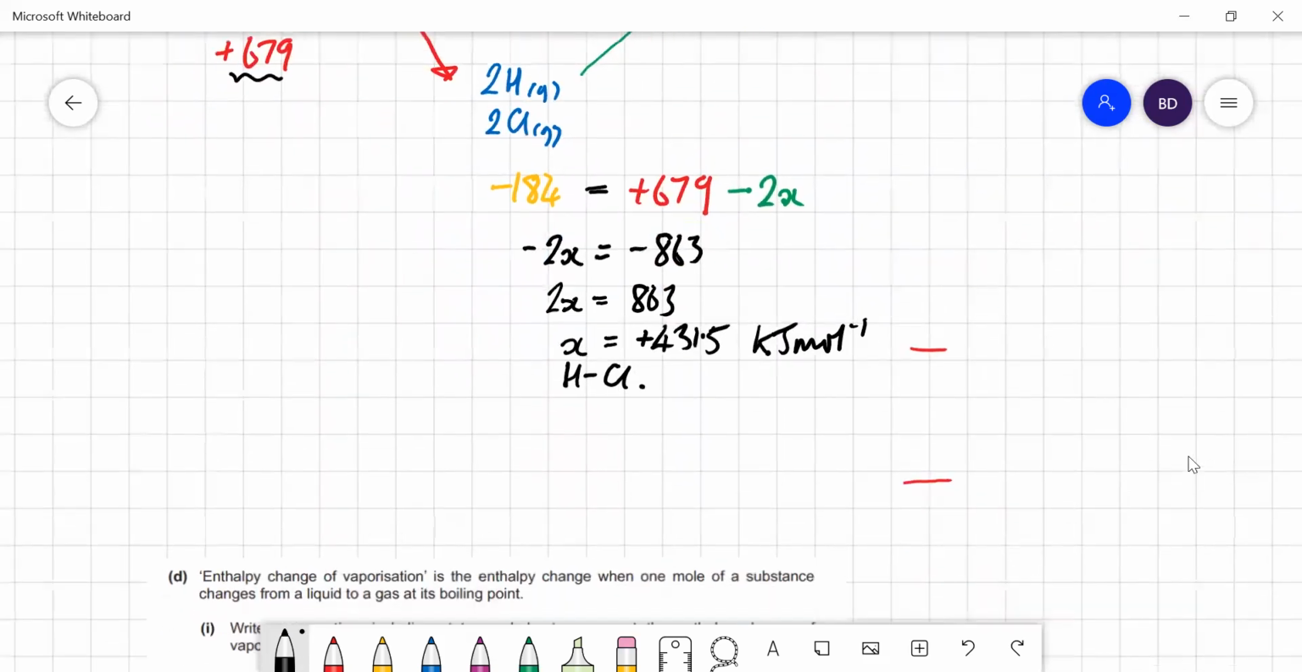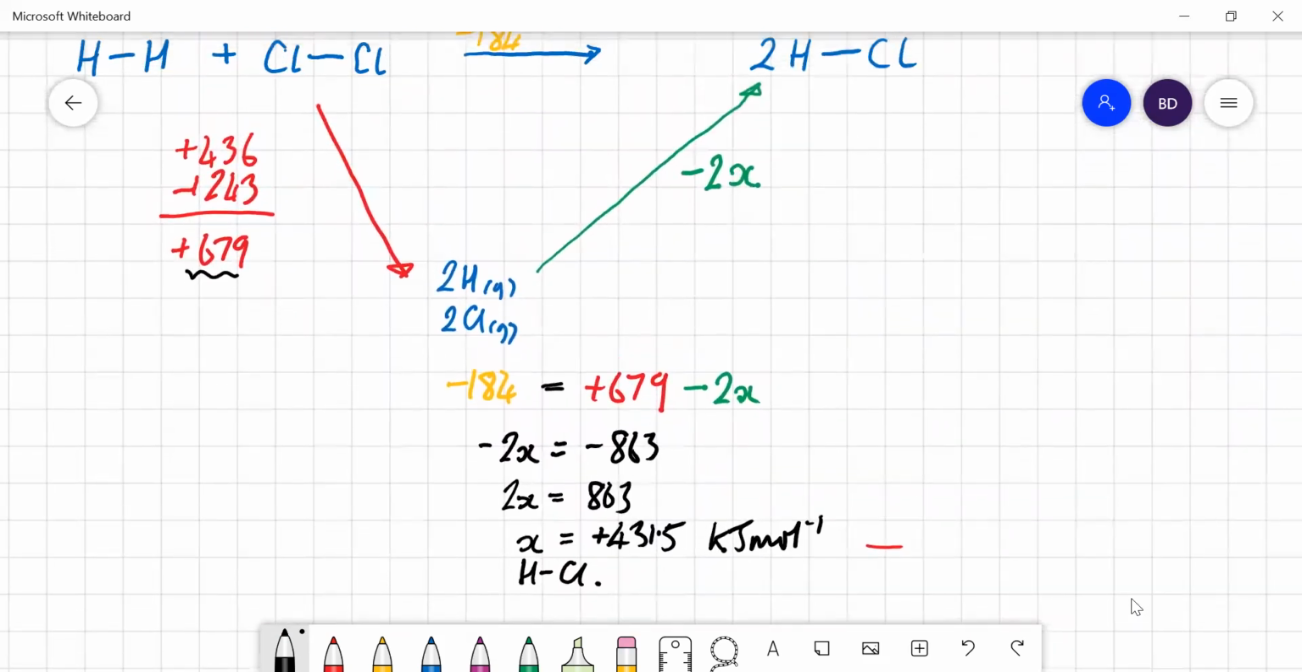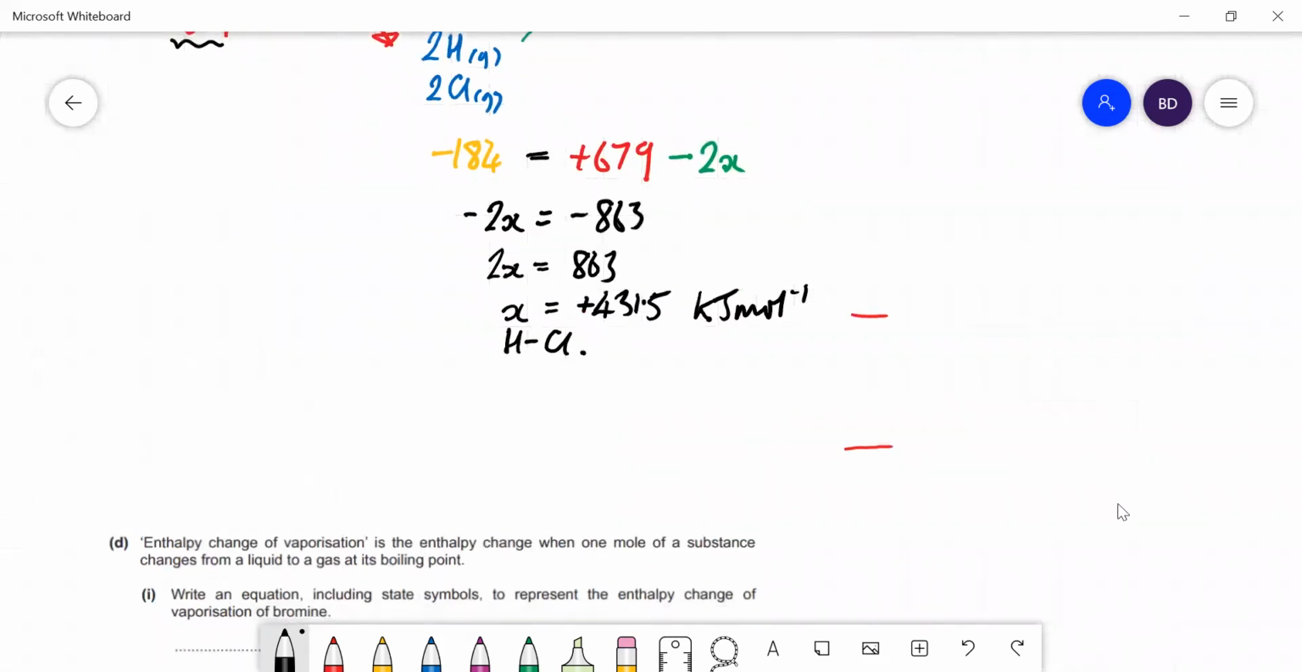So I like to do it using a Hess's law cycle. Show your working out there, because if you make a little mistake and you don't get the right answer, you'll get no marks.